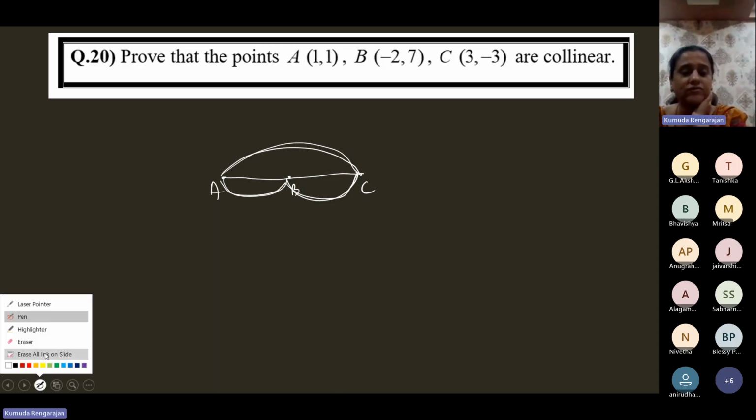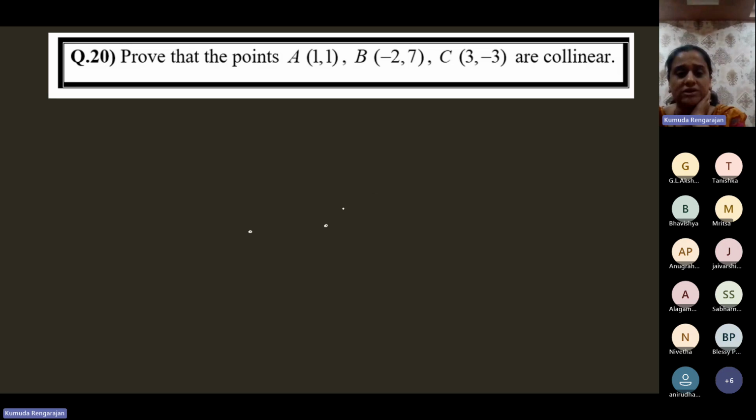Now, if the points are not collinear, see these 3 points are not collinear, then they'll form a triangle. So when we have 3 points, there are only 2 possibilities. Either the 3 points are collinear, that means no triangle is formed, or if the points are not collinear, that means a triangle is formed.